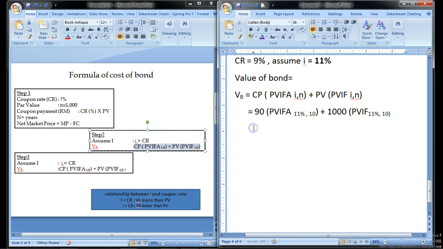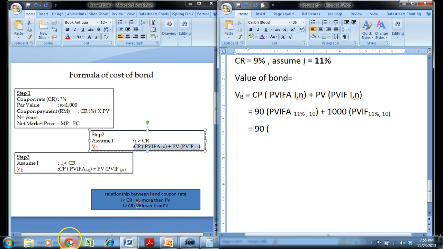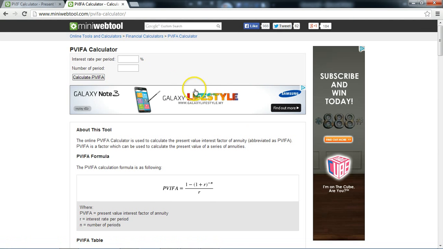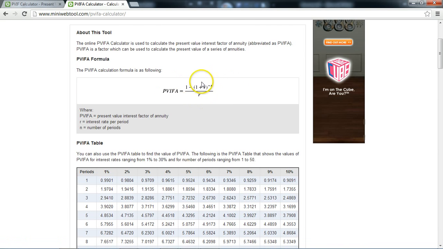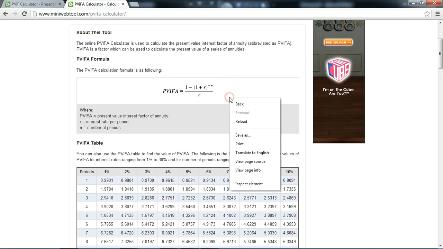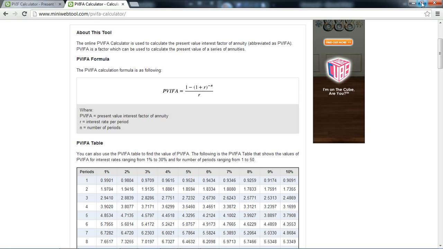So class, how to calculate now? 90, what is your PVIFA 11% 10? As I told you class, you need to use the formula. Clear? So what is the formula? Based on my financial calculator, you need to use these. The R, you can put it as 11%. Clear? Alright, so how to do it?